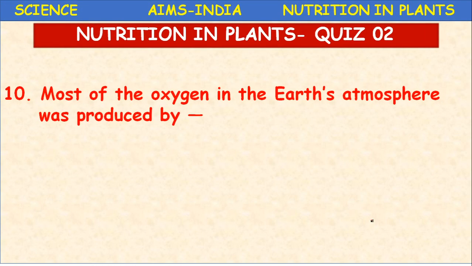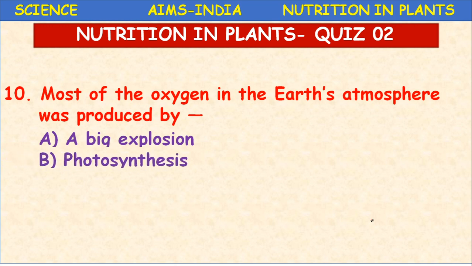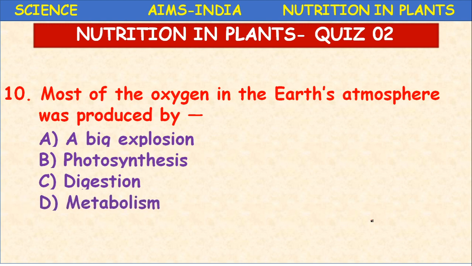Next, most of the oxygen in the Earth's atmosphere was produced by, or what is the source of oxygen on this Earth? A big explosion, photosynthesis, digestion, metabolism. The most of the oxygen in the Earth's atmosphere was produced by, what is that? Yes, photosynthesis.